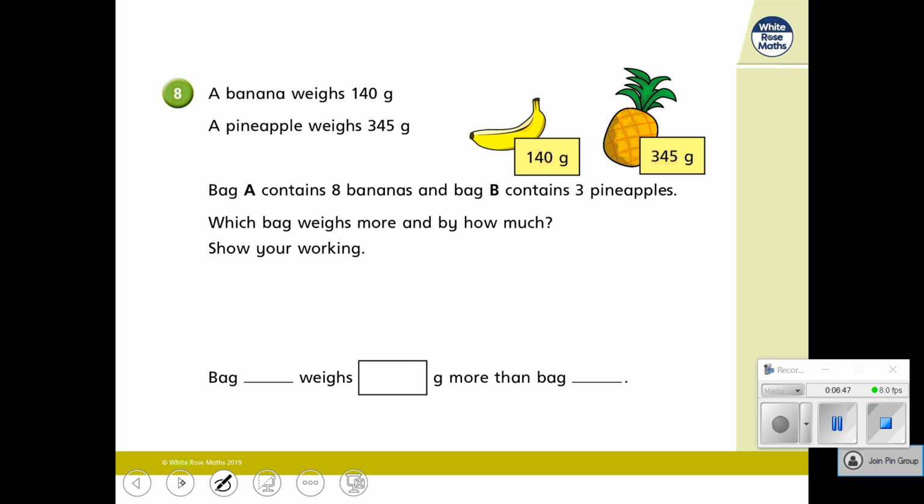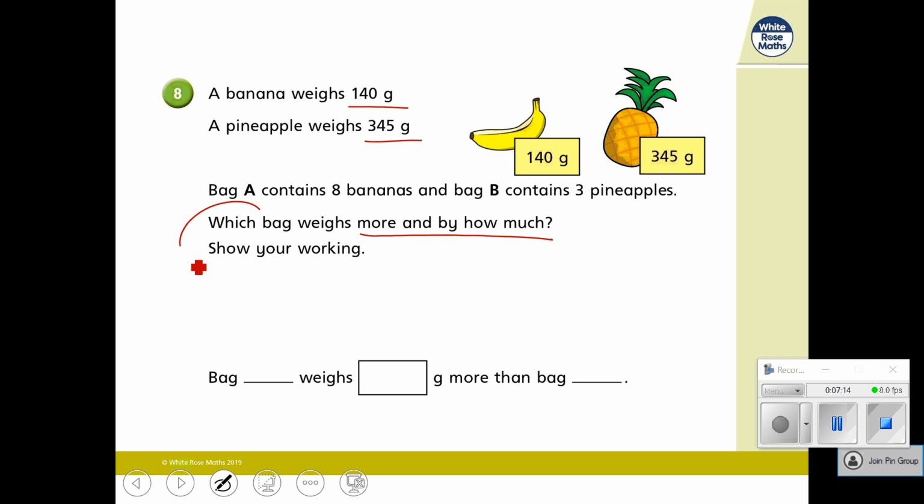Right, now, number 8 is a bit more long-winded, so let's go through this one slowly. It is actually what I would call a 3-step problem. So for each step, I'm going to use a different colour. Are you ready? Let's start with step 1. We've got a banana that weighs 140 grams and a pineapple that weighs 345. Bag A contains 8 bananas and bag B contains 3 pineapples. Which bag weighs more and by how much?